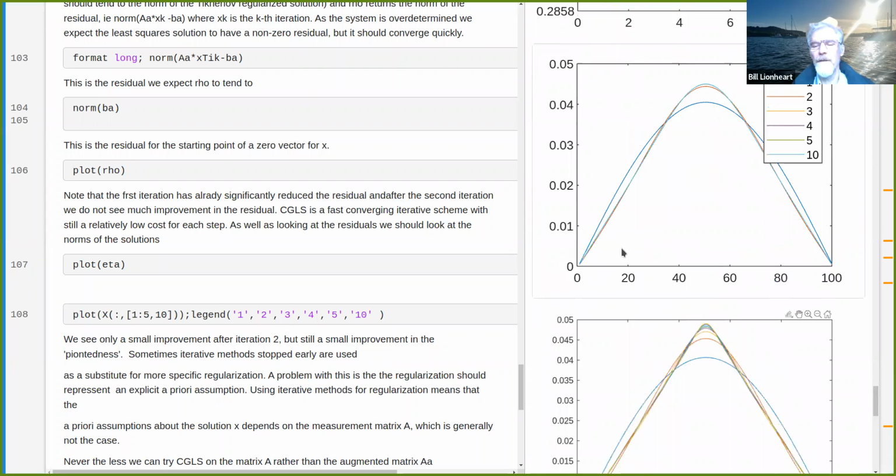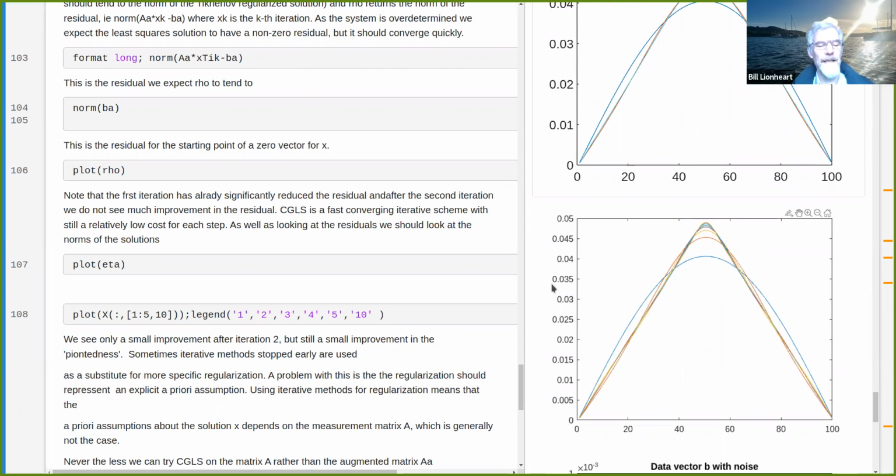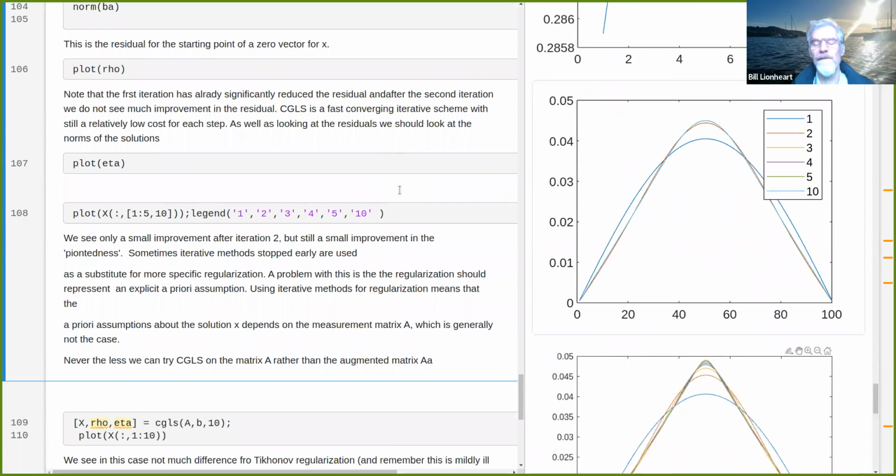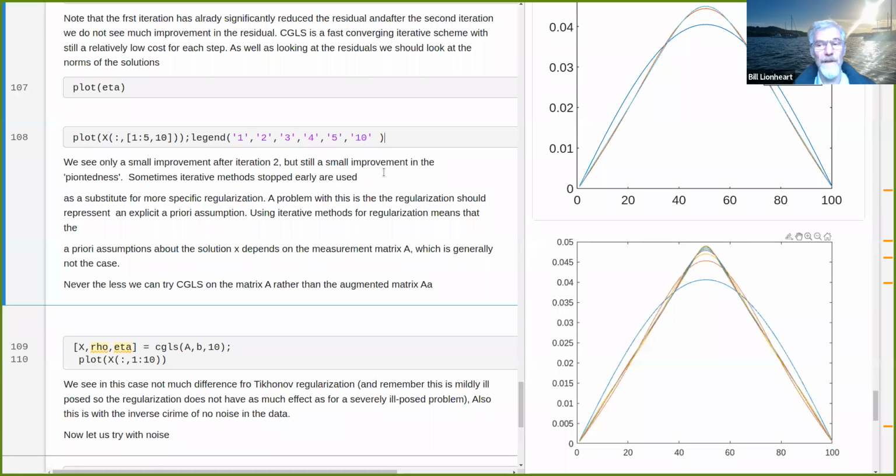Okay, so remember though that we're still doing an inverse crime. We haven't added any noise to our vector b, so it's not surprising, because it's mildly ill-posed, that we can solve it. So what happens if we just did CGLS on the matrix A with the inverse crime, and see what the iterations look like for that? Well, it turns out that the effect of successive iterations is very much similar. In fact, you can either change the Tikhonov factor or the number of iterations you do of CGLS, and both of them smooth the solution.